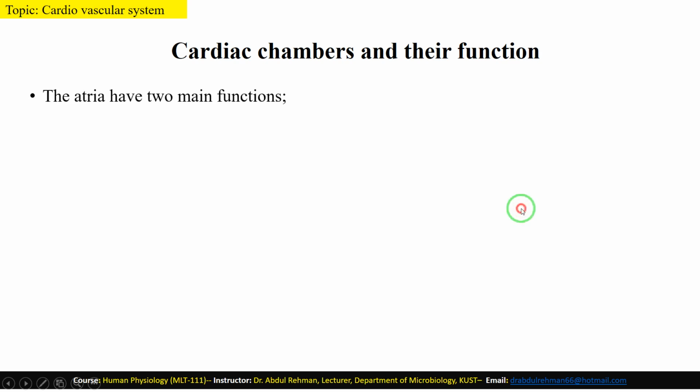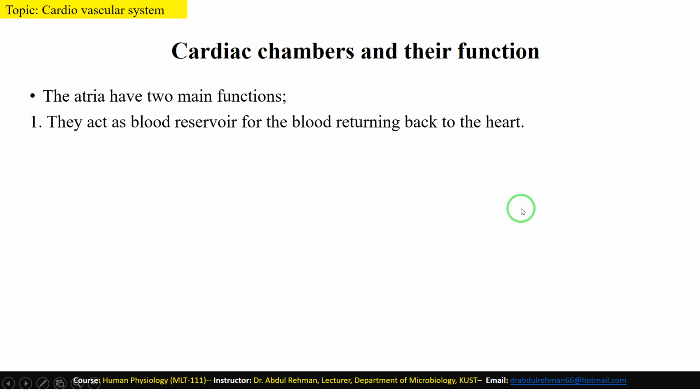So what is the function of the cardiac chambers? The atria have two main functions. They act as a blood reservoir for the blood returning back to the heart. If we consider the right atrium, it collects deoxygenated blood from the body through the superior vena cava, while the left atrium collects oxygenated blood from the lung, and they act as a primer pump.